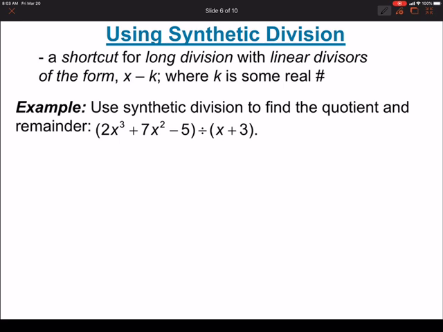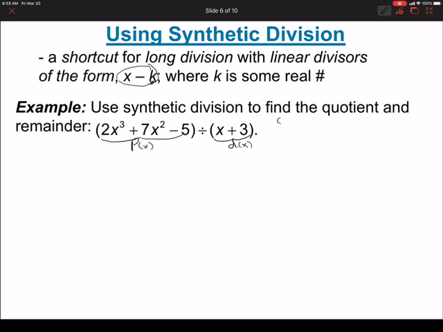It says use synthetic division to find the quotient and the remainder. Well, synthetic division is a shortcut we can use on a polynomial division problem like this one. It has a linear divisor of the form x minus some number k. So as we look at this problem, here is d of x, and our dividend, this cubic polynomial, we'll call p of x.